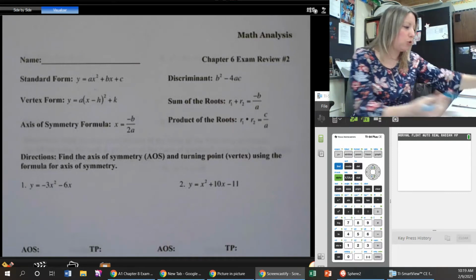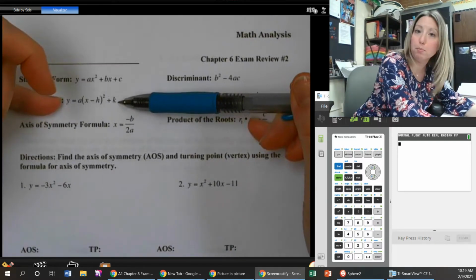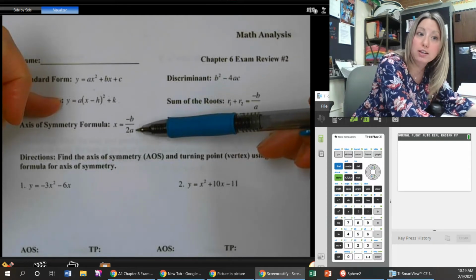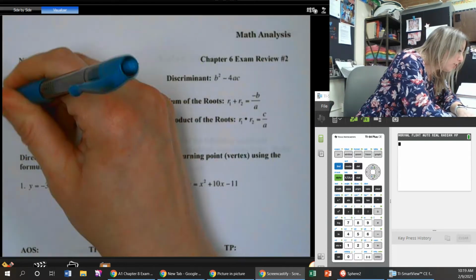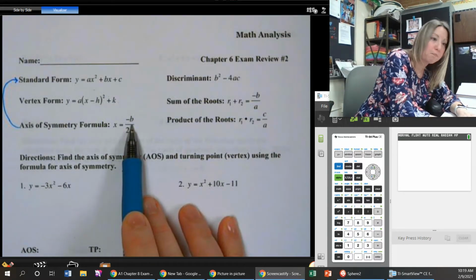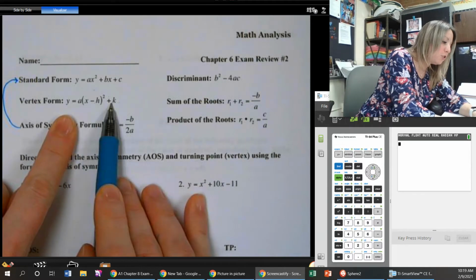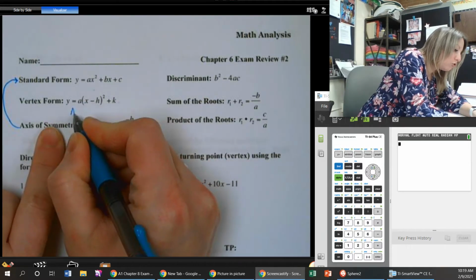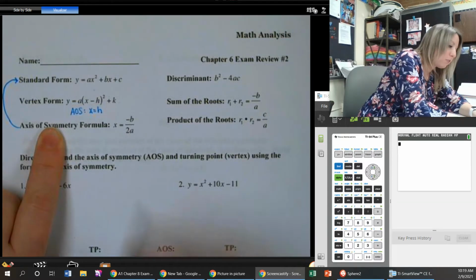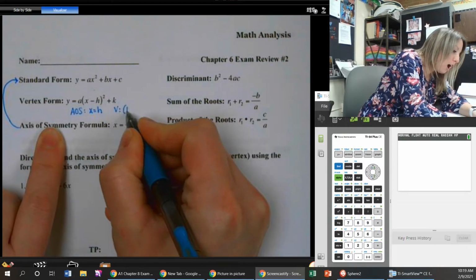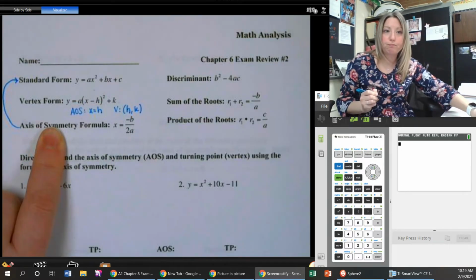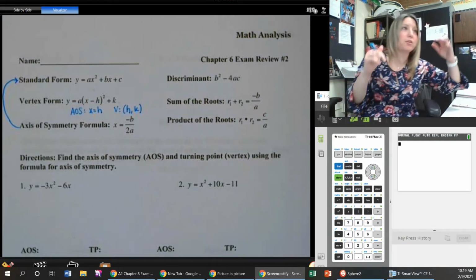So remember, if you are dealing with this form, you do not need this axis of symmetry formula right here. The axis of symmetry formula goes with the standard form version, and that's why it's got a b in it, versus this, if you want the axis of symmetry, it's just x equals h. So opposite sign of what's inside the parentheses. Vertex is opposite sign of the h, correct sign of the k. So depending on your form, that's where you get that from.